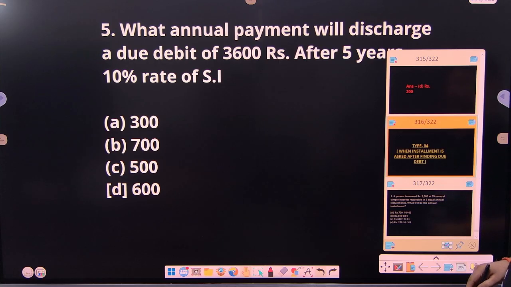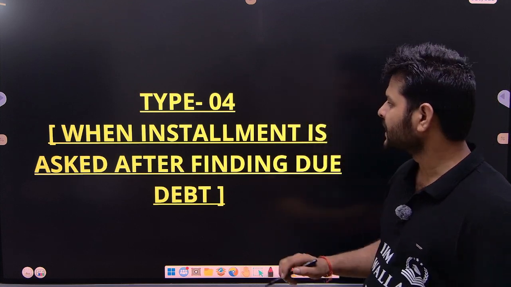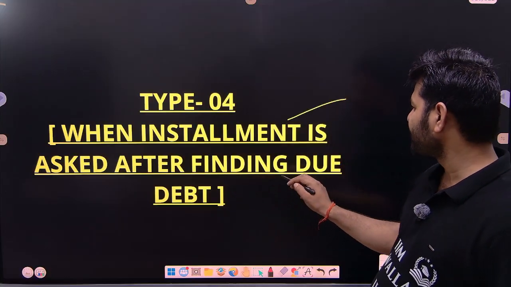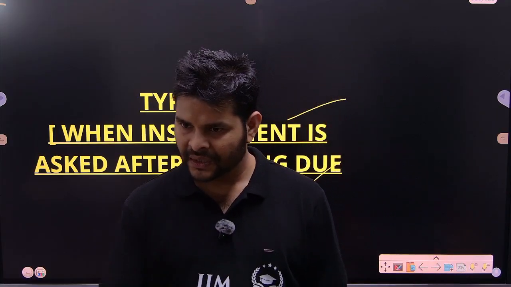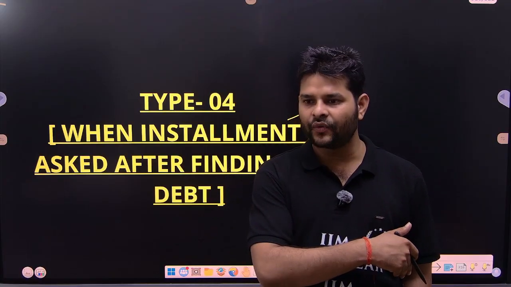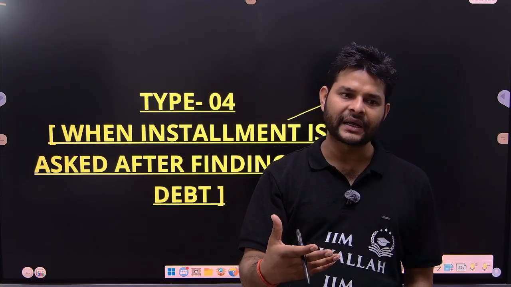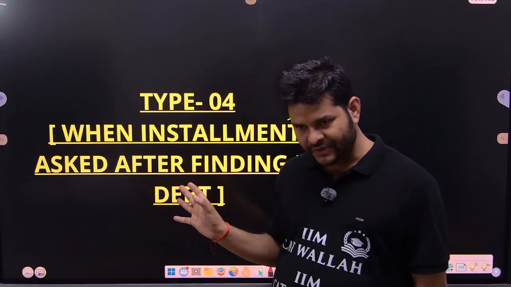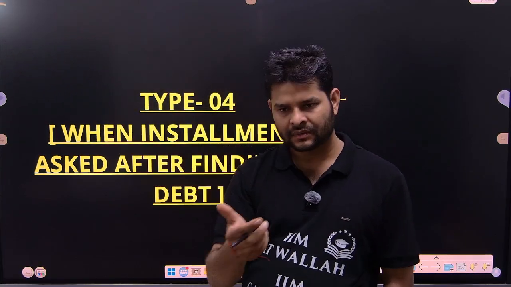Now, the last type. Basically, this is not a type. Take a pause. Basically, when installment is asked after finding due debt, first you need to find the due debt. Then from this due debt, you need to find the installment. So we have done right now that if we are given the due debt, we can directly find the installment. But in this question, it says first find out the due debt, then convert the due debt into installment. A simple question.